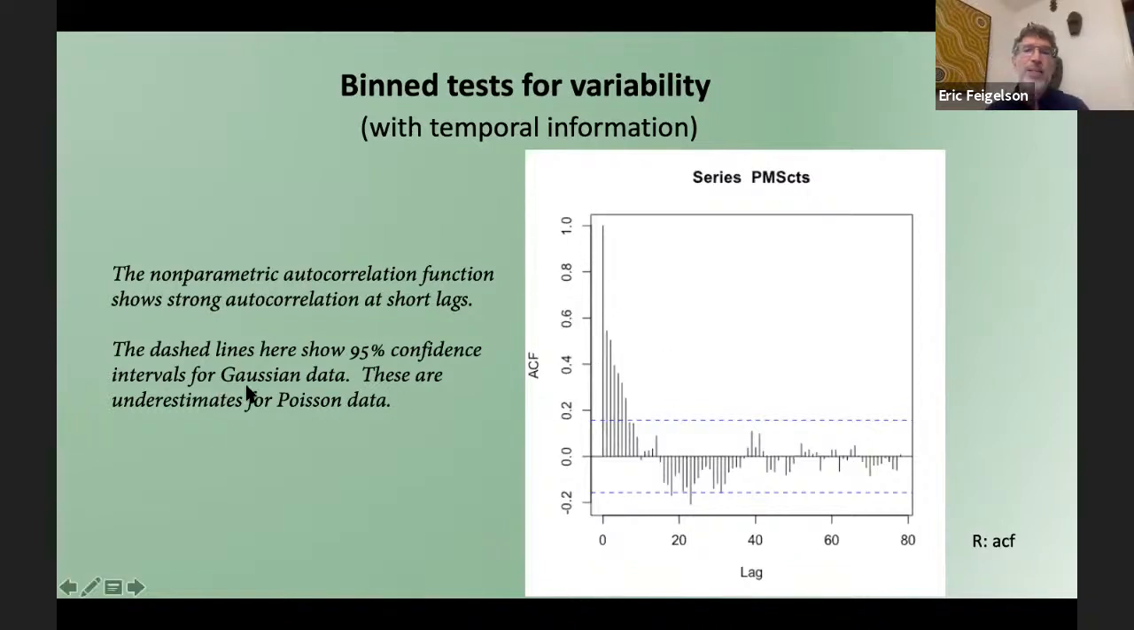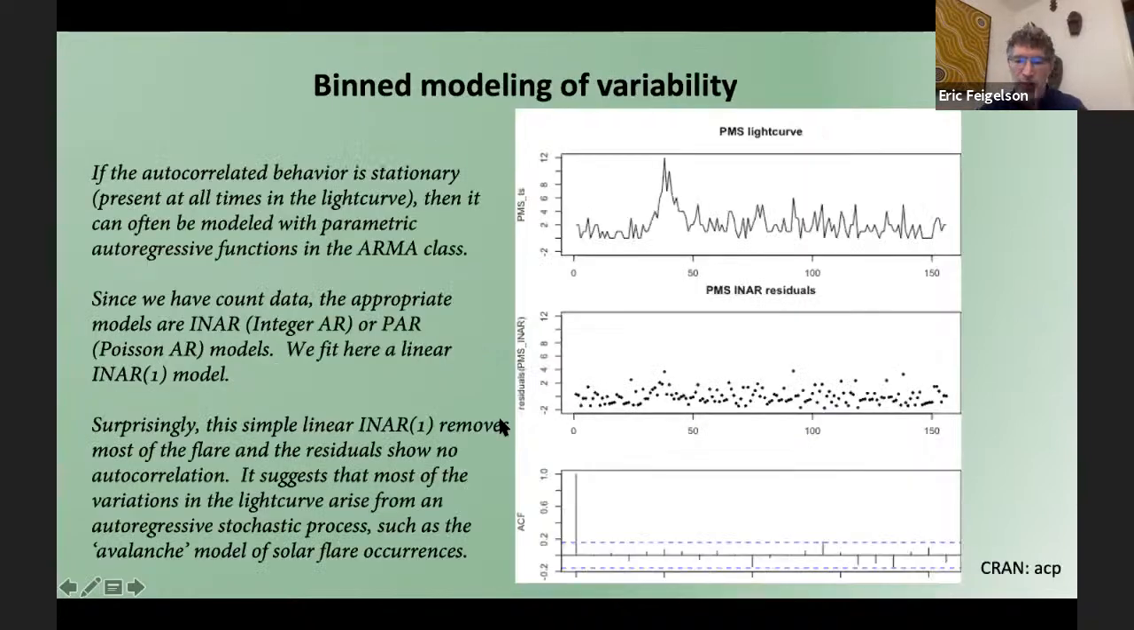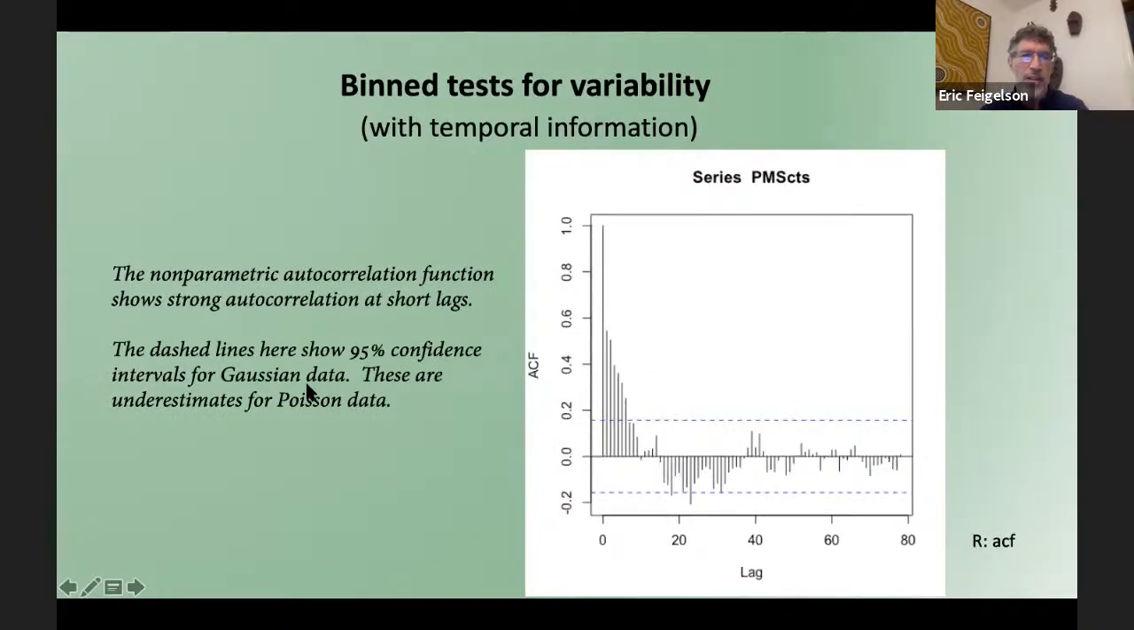The problem is that the mathematics for autocorrelation functions, at least the mathematics that I've been able to find, there's maybe some papers I just don't know about. Anyone who knows, please let me know whether they're good for Poisson. The problem is that these probabilities, that's the 95% confidence level, that's based on Gaussian data. And they're probably elevated for Poisson data.